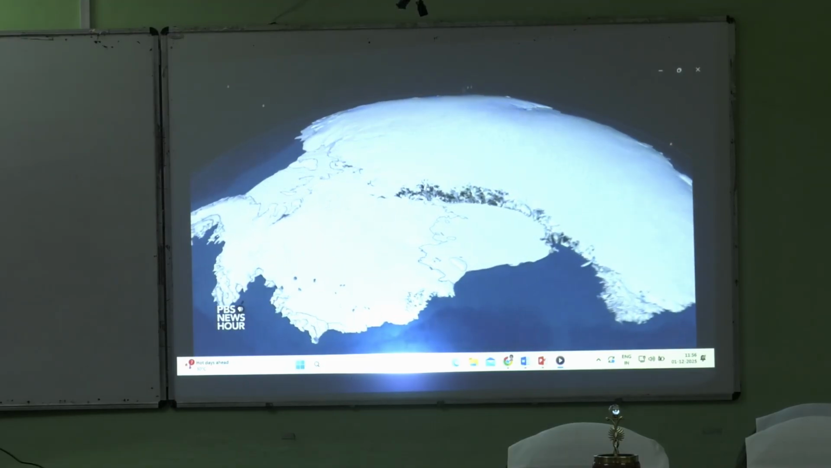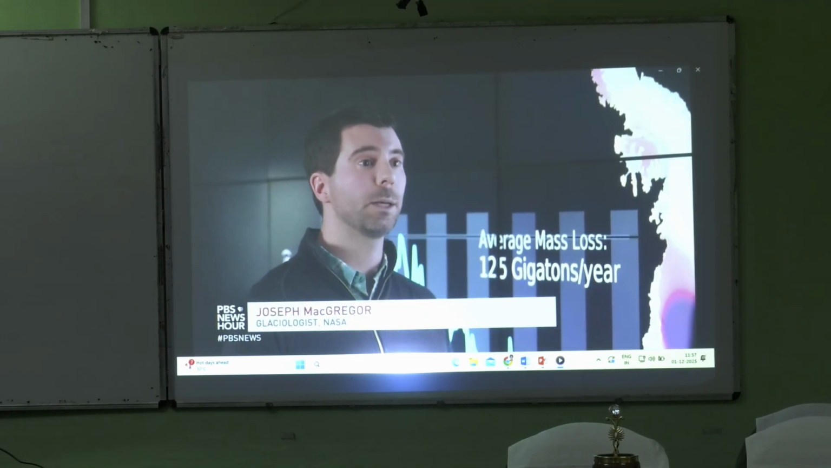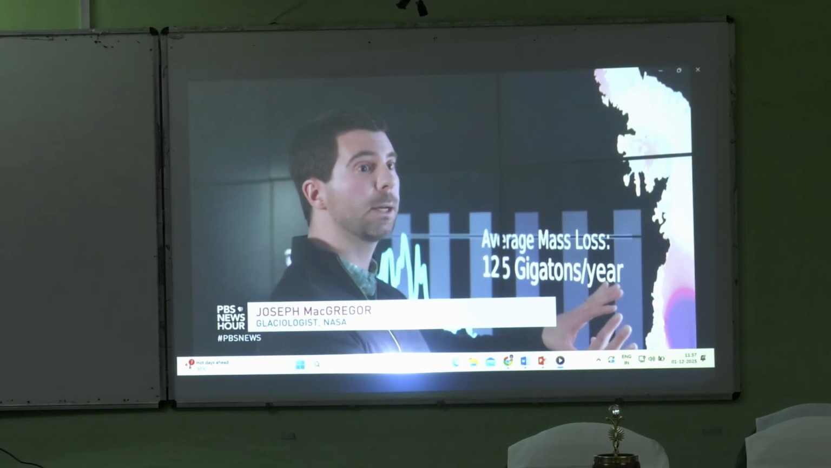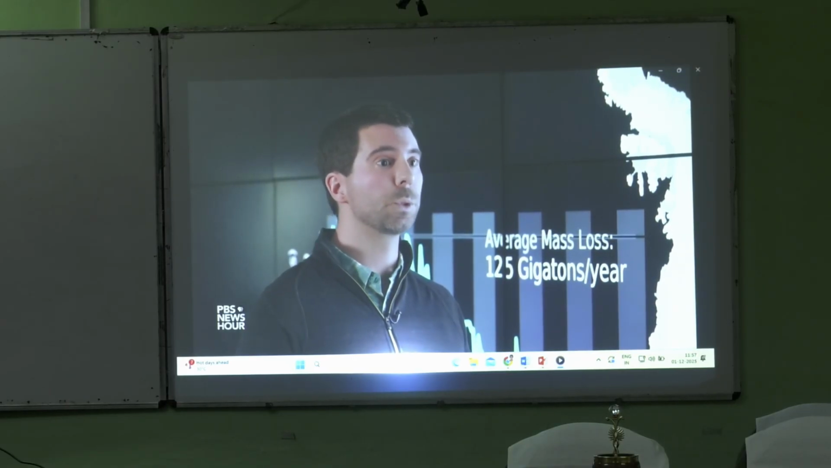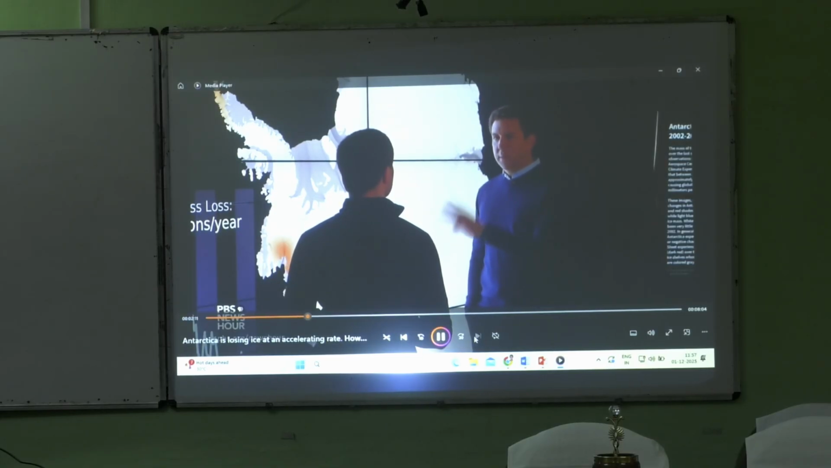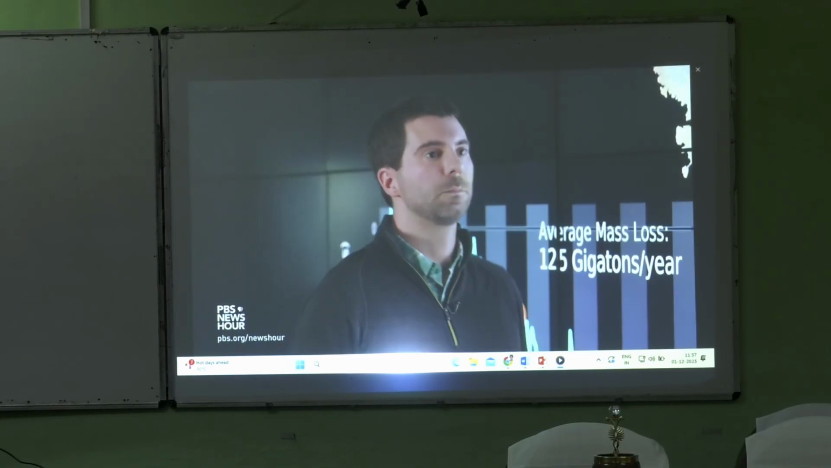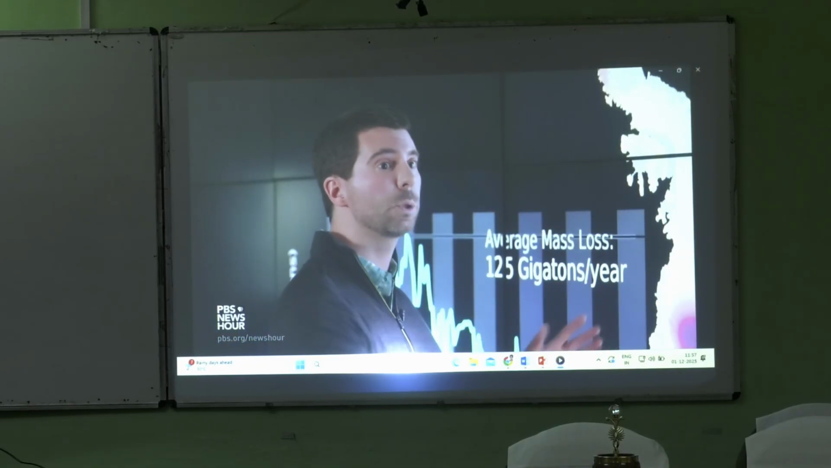Help me understand what that means, 250 gigatons. A gigaton is a billion metric tons of ice. And when you do the math, you wind up with the Antarctic ice sheet is out of balance by more than 3.5 swimming pools per second. Every second, 3 Olympic-sized swimming pools worth of ice is disappearing from Antarctica. Yes, and considered on average over the year.